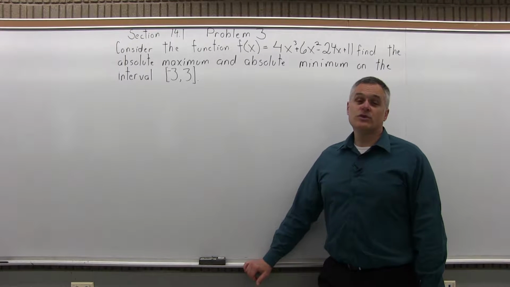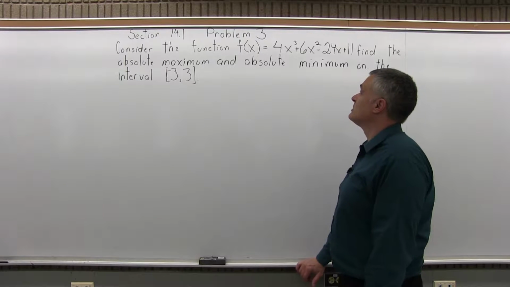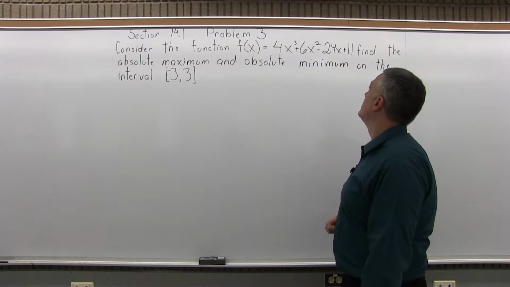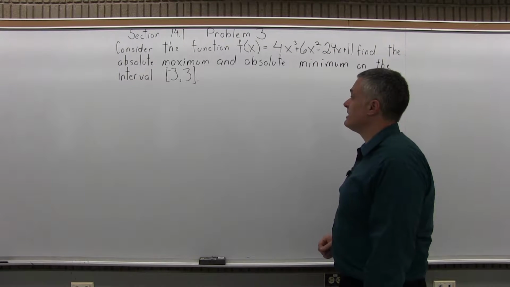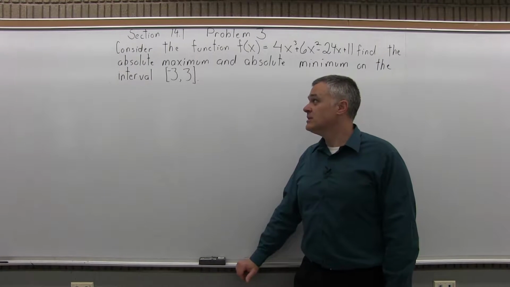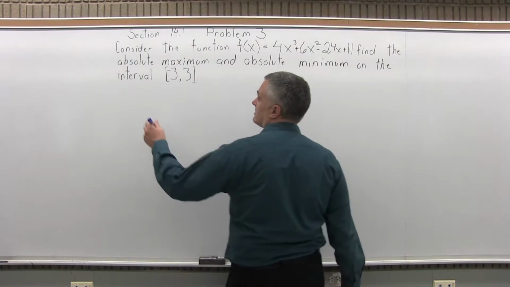This is Section 14.1, Problem number 3. It says, consider the function f of x equals 4x cubed plus 6x squared minus 24x plus 11. Find the absolute maximum and absolute minimum on the interval from -3 to +3. So this is a 6-step process. The first step is to find the derivative.